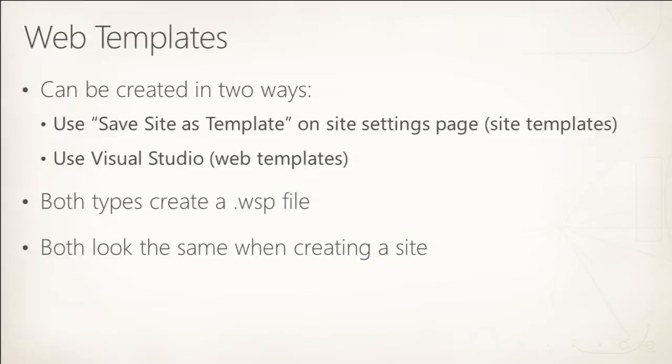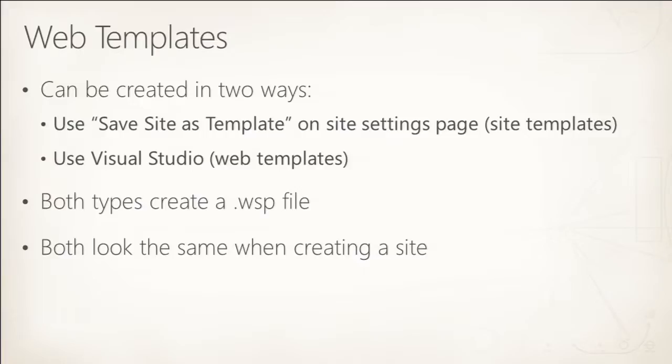So we can create web templates in two ways. We can either save a site as a template on the site settings page. What that creates, we used to call site templates, but right now, if you look in the documentation on MSDN and TechNet, it also calls that web templates. And you can use Visual Studio to create a web template, in which case you're a lot more flexible and you can determine yourself what you want on there.